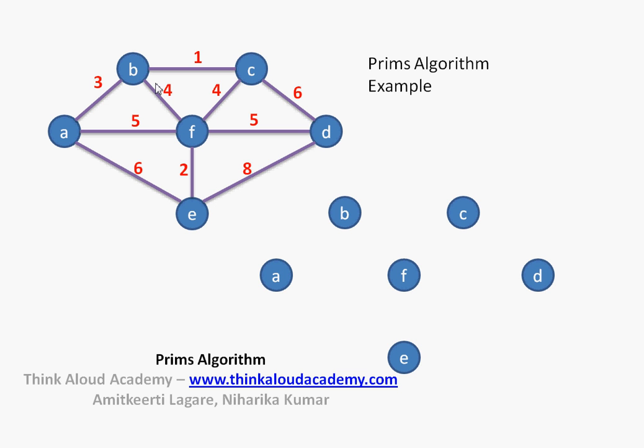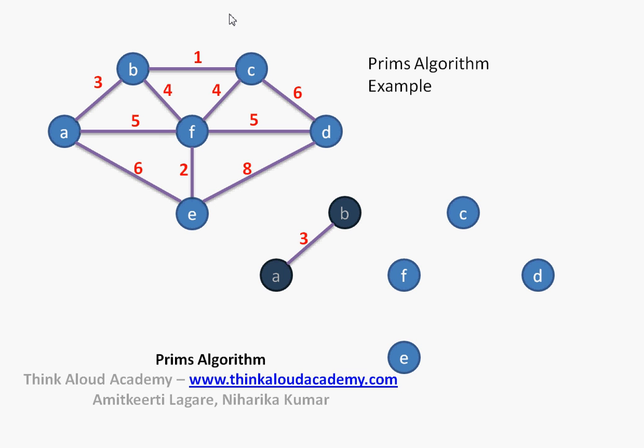Now I have to start with some vertex. So let me pick A as my starting vertex. From A, Prim's algorithm says our aim is that the final tree should have minimum weight. So let's start from A. A has three edges, one of length 3 which goes to B, another of length 5 which goes to F, and another of length 6 which is going to E. Since the tree has to be minimum weight, I should logically choose an edge which has minimum weight. So the minimum weight edge is from A to B, which is of length 3.